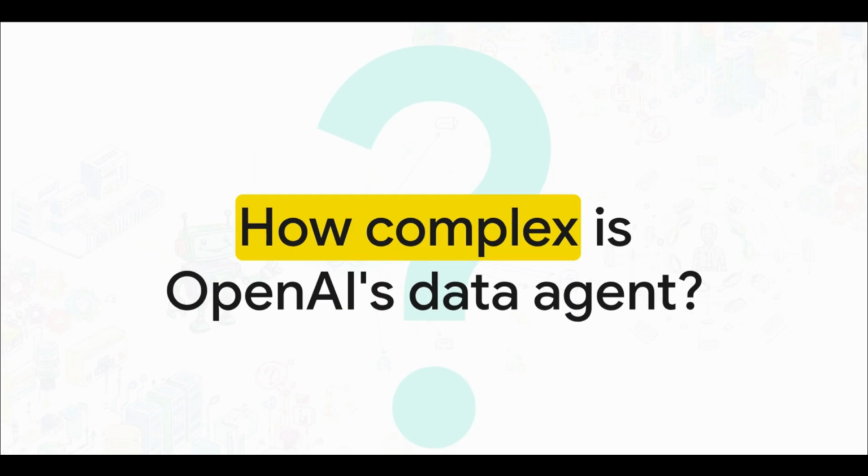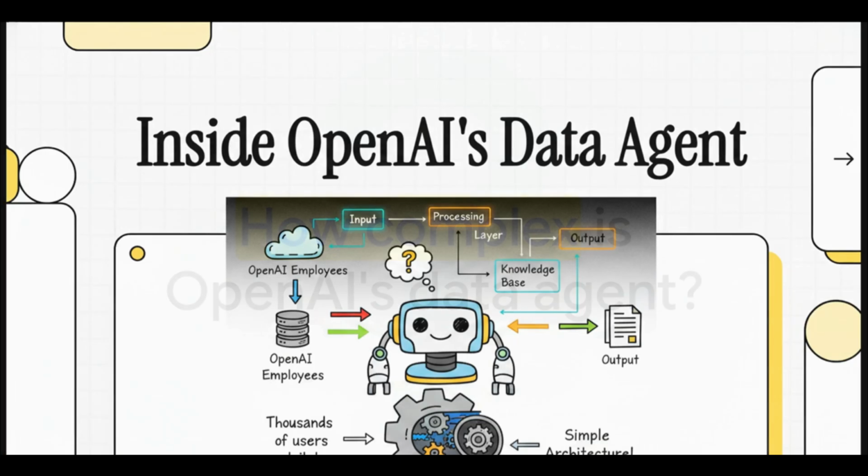What if the real secret to building a highly effective AI agent isn't about piling on more complexity, but actually ruthlessly stripping it away? Welcome to The Explainer. Today, we're taking a really fascinating look under the hood. We're going to see exactly how OpenAI built its own internal data agent. This tooling serves thousands of OpenAI employees every single day, and honestly, its architecture is surprisingly brilliantly simple.